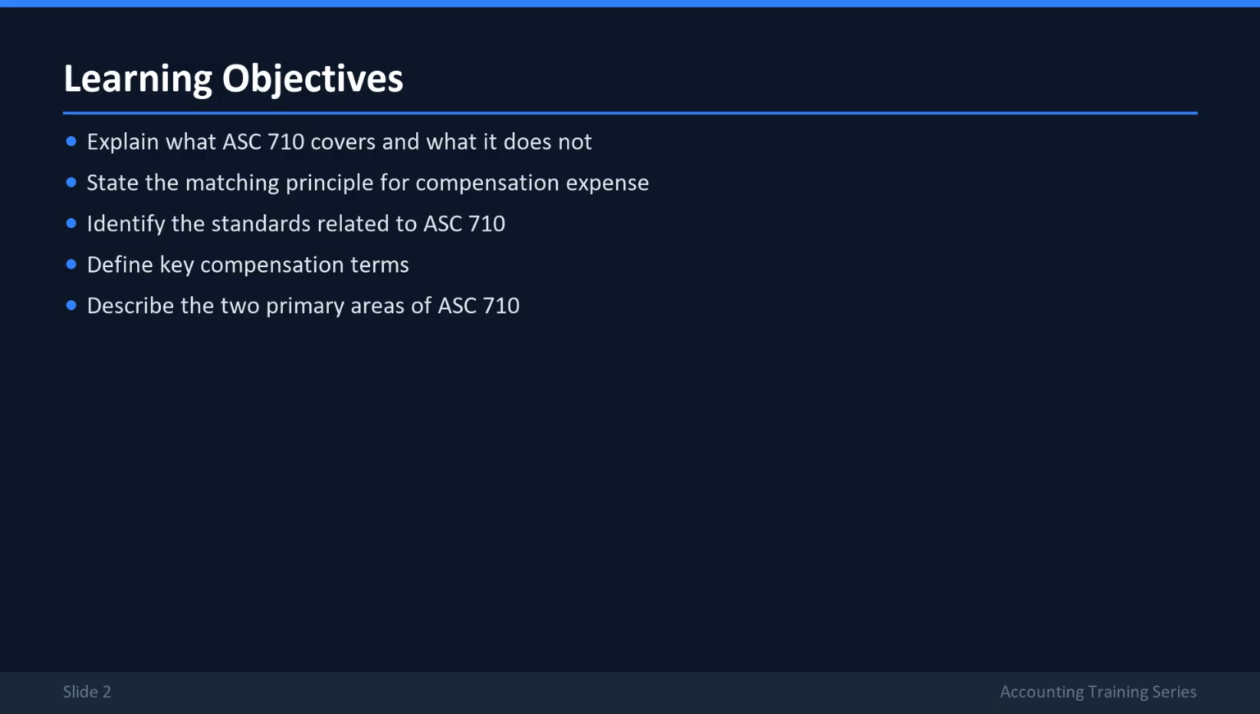By the end of this section, you will be able to explain what ASC 710 covers and, equally important, what it does not cover. You will be able to state the core matching principle that drives compensation accounting, identify the related standards and know when each applies, define the key terms used throughout the handbook, and describe the two primary areas ASC 710 addresses.